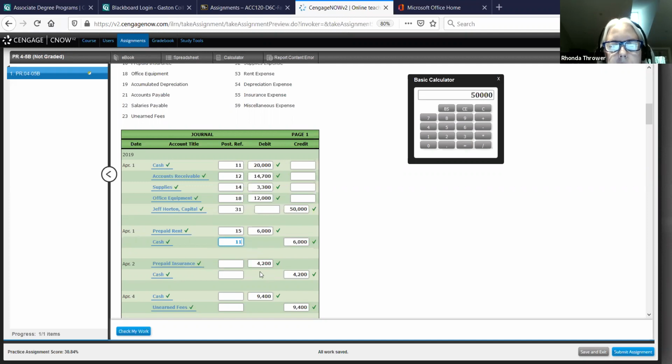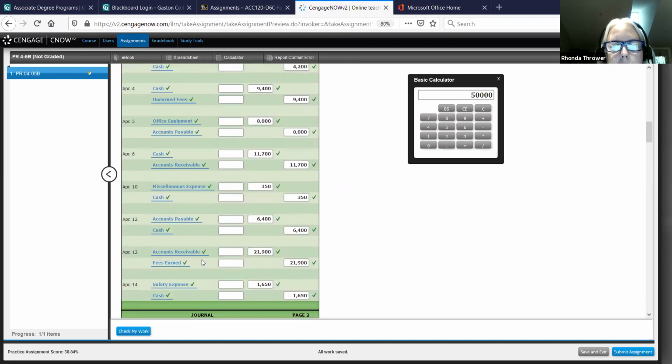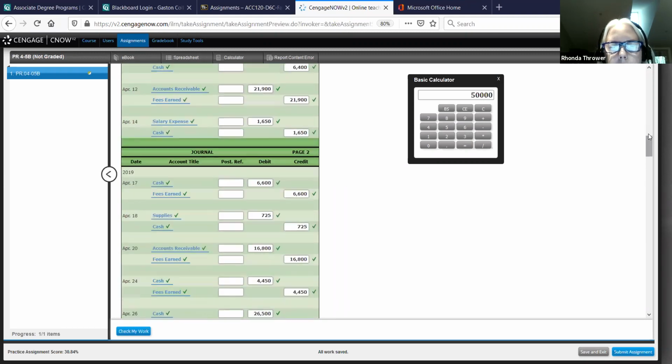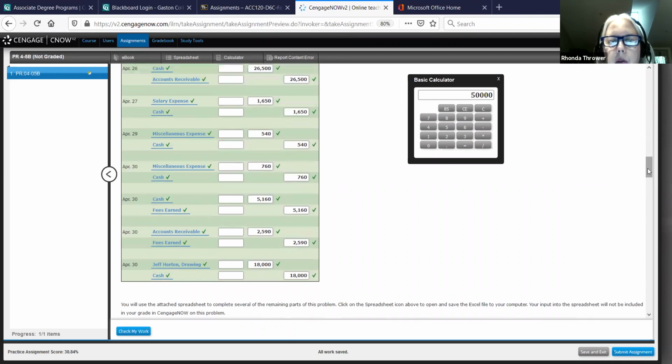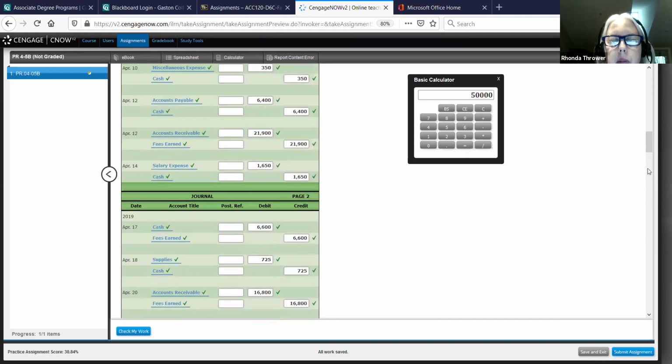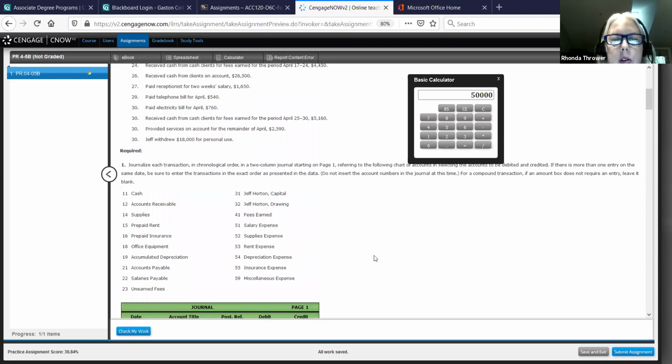So as you can see, this is how you post, and you would post each one of your journal entries in the same way. So I'm going to stop sharing this with you, and I'm going to come back and show you my finished posted journal at this point in time.